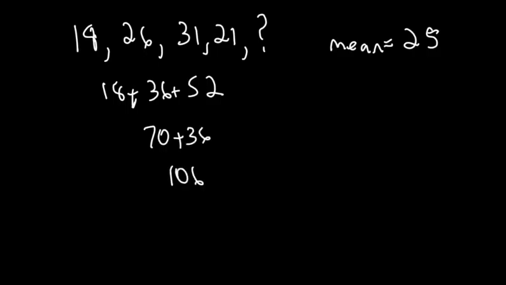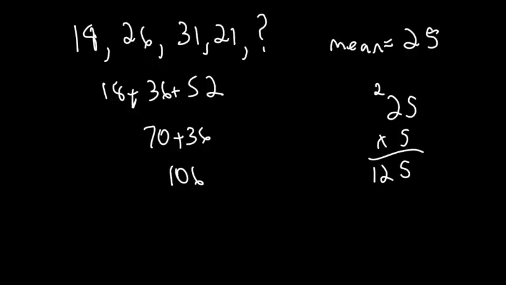Now I know my mean is 25 and I know I have 5 numbers. So I'm going to take that 25 and multiply it by 5 to get what the total would be to give us a mean of 25. So 5 times 5 is 25, carry the 2, 5 times 2 is 10, plus 2 is 12. Alright, so I get 125, and I just noticed I made a mistake over here.